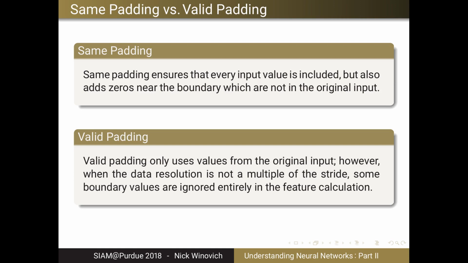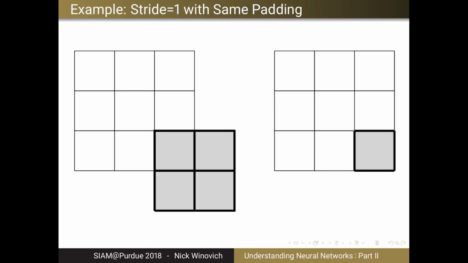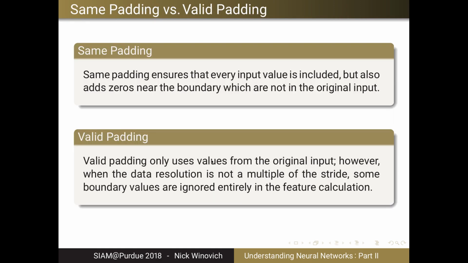So just a quick look at same and valid padding. The advantage of same padding is that it produces something of the same size. It also always ensures that every input is included, but it adds zeros near the boundary, which can lead to maybe false positives or detection of features which don't exist. So in that last entry, for instance, this is not a very accurate representation of that feature, really. It's just taking into account one of the values, and so it may say that the feature is there, but in reality it's on the edge. So it has some issues at the edge.